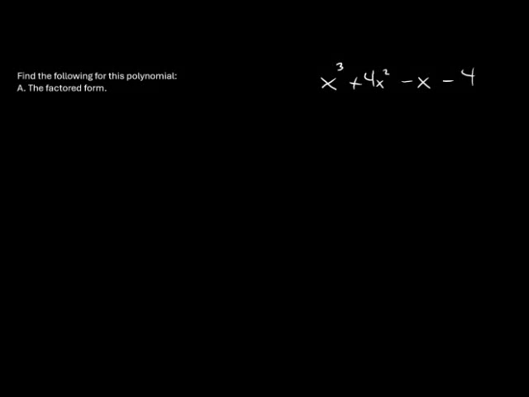Here we'll do a problem where we factor and graph a polynomial. The polynomial we'll start with is x to the third plus 4x squared minus x minus 4. We'll start by factoring the polynomial, and since we have 4 terms, let's try factoring by grouping.